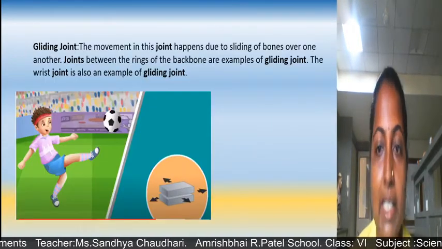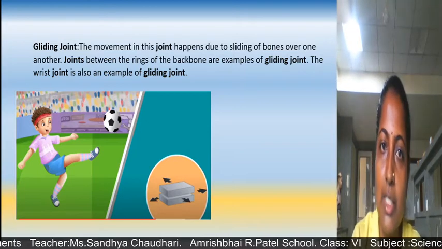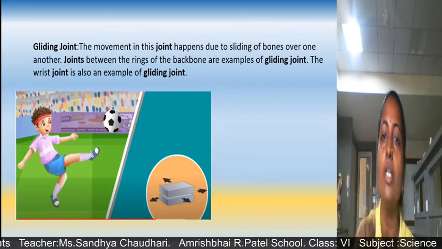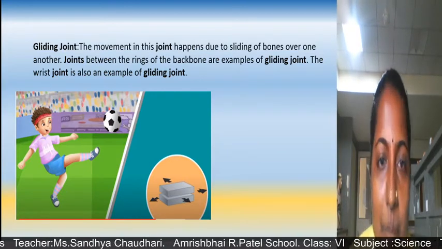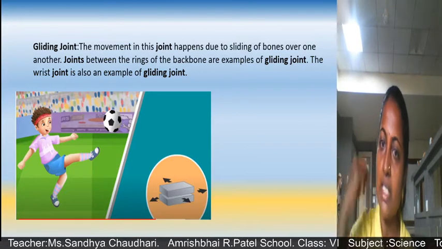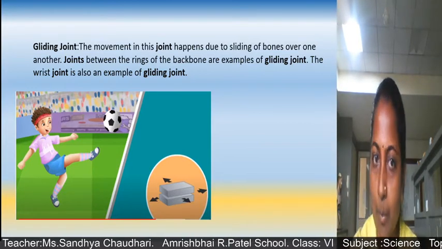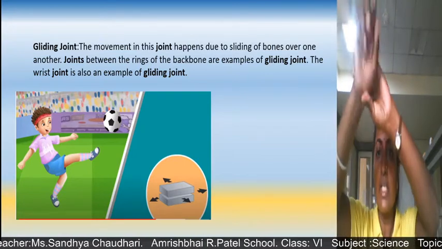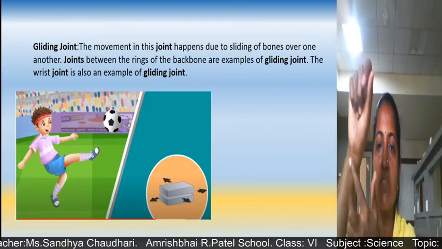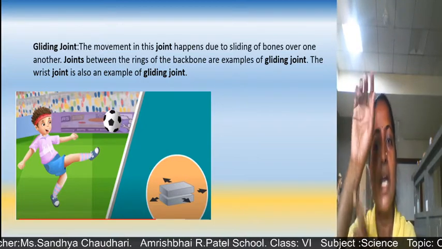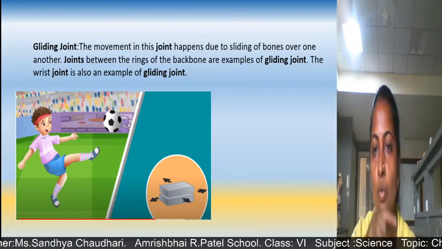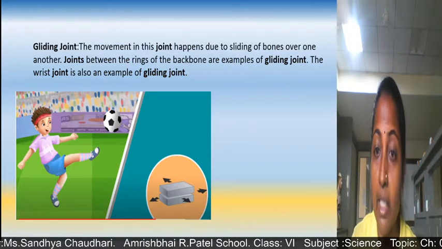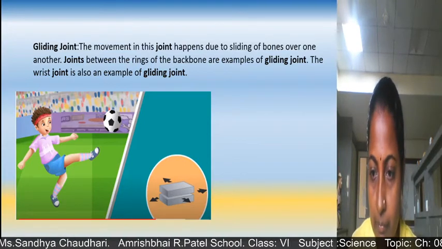So that is the difference. Now next is a gliding joint. The movement in this joint happens due to sliding of bones over one another. Joints between the rings of the backbone are examples of gliding joint. Again, you can take the example of wrist. The bones present inside our wrist are sliding on each other, and that is called gliding joint. Ankle also is an example of gliding joint.